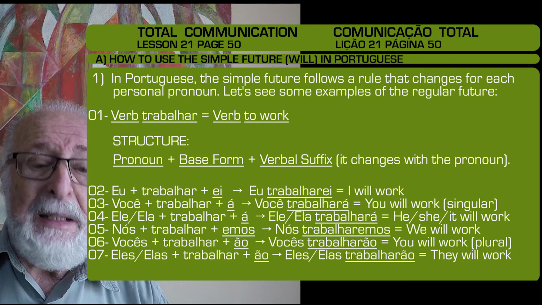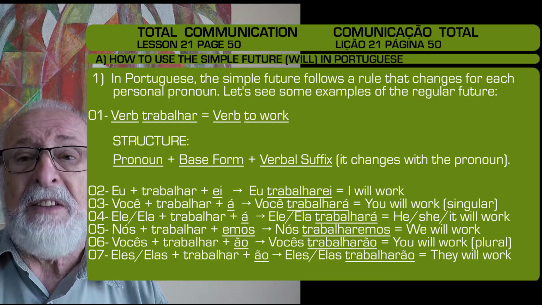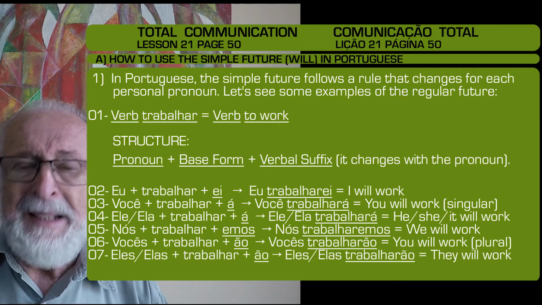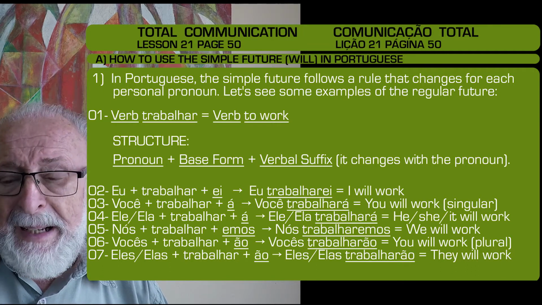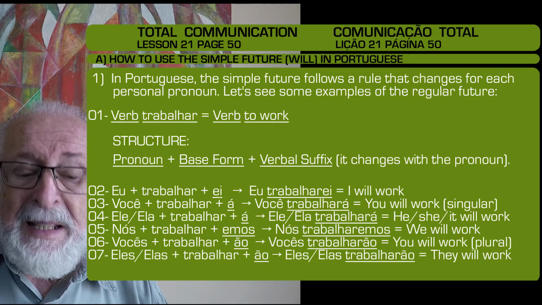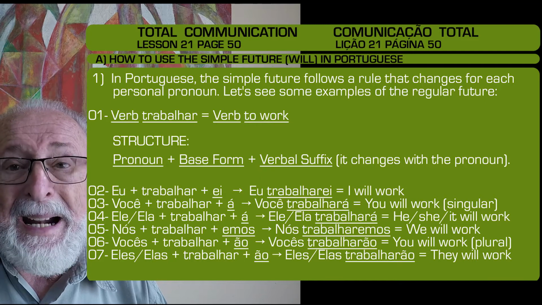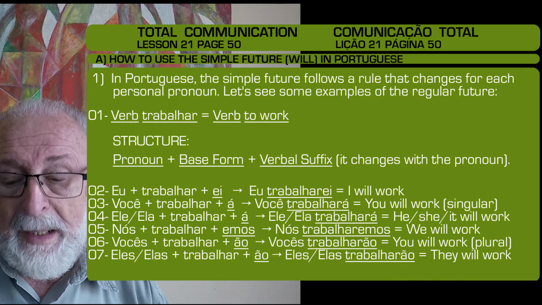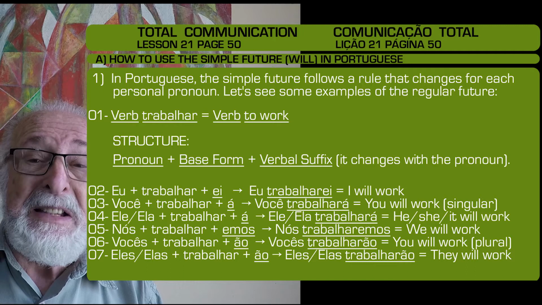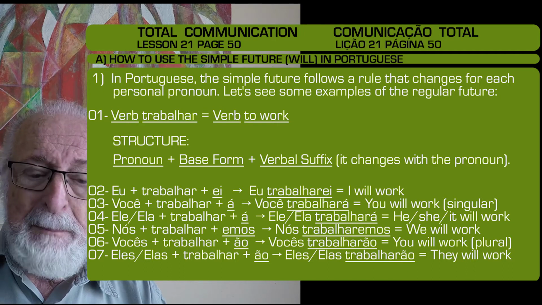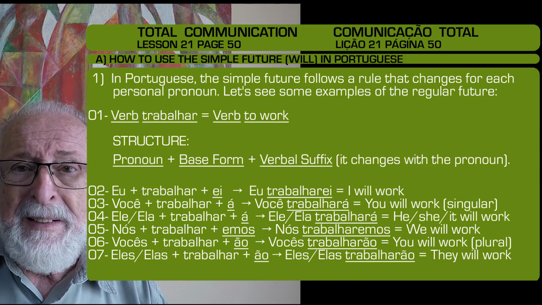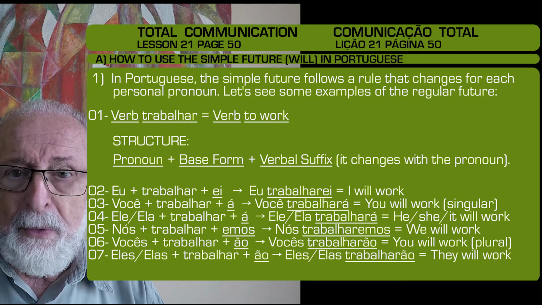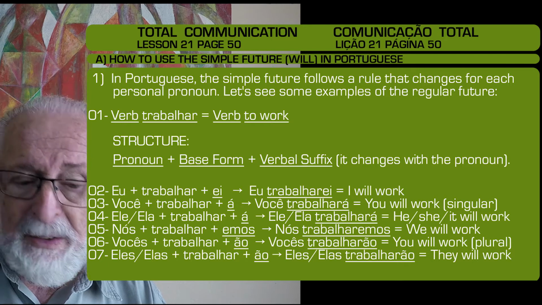In line 3, I put você. Você is you. Você plus the base form trabalhar plus á, the letter A with an accent. Then it means in Portuguese você trabalhará. In English it is you will work. I put in parentheses that it is singular, because you may be você or vocês. We have a difference in conjugation between you singular and you plural.